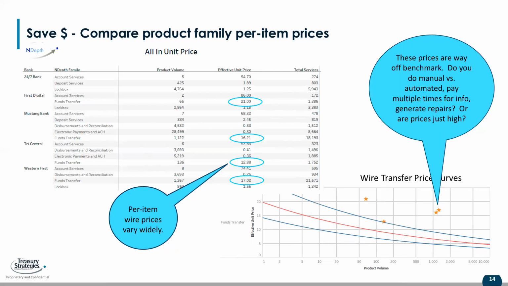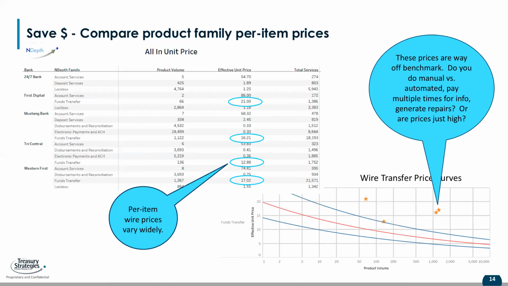In this example we have here, we first of all created the all-in or effective unit price. That's very important. It's one of the foundational concepts in addition to product families. So imagine we've got all the line items mapped into 9 product families. Then we figure out what the appropriate volume counters are for each of those product families, divide the total spend for the product family by the volume, and we get the effective all-in unit price. That is where you can start doing good comparisons bank to bank.